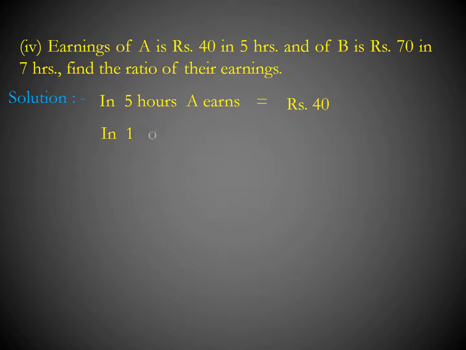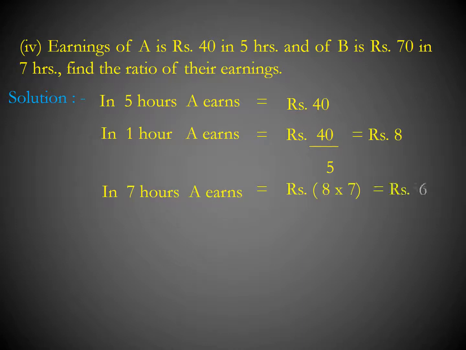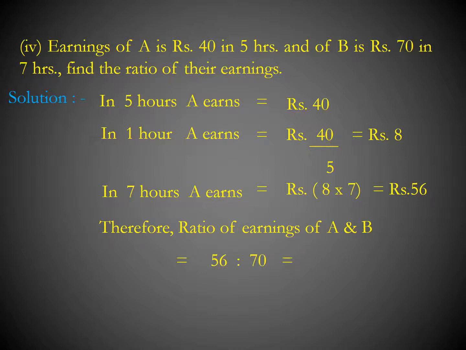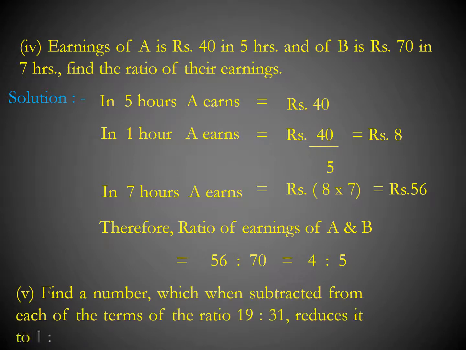So in 5 hours A earns rupees 40 as per the question. It means in 1 hour A earns 40 divided by 5, that is 8. So in 7 hours A will earn 8 into 7, that is rupees 56. Now we can easily calculate the ratio. Ratio of earnings of A and B is equal to 56 ratio 70, that is 4 ratio 5, because the ratio must be expressed in lowest terms.